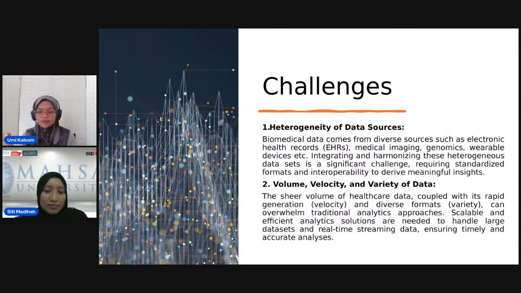Okay. Next, volume, velocity, and variety of data. This is actually the characteristic of big data. The sheer volume of healthcare data coupled with its rapid generation. For example, coming from IoT, it can be 1 million rows of data within a couple of days. It's very huge data, coming very fast, and in diverse formats. Maybe numerical data, text, and image. So it can overwhelm traditional analytics approaches. Scalable and efficient analytics solutions are needed to handle large datasets and real-time streaming data, ensuring timely and accurate analysis.